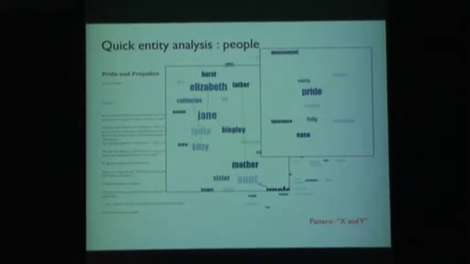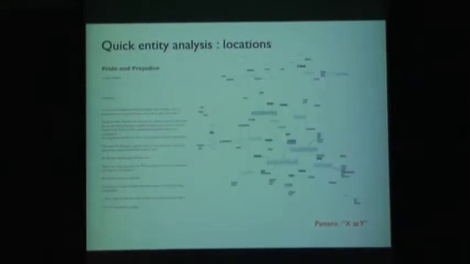If we take the same exact data, the same exact novel, and we change the pattern that we're using, and instead of using X and Y, we use something like X at Y, we get the network of places in the novel, just by changing that one little connector, okay? So what that does is that it buys you a lot of stuff for very cheap, right? You get this network of interesting concepts, and all you're doing is you're matching expressions.